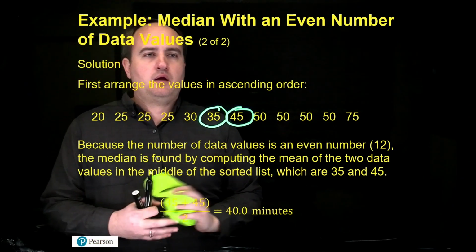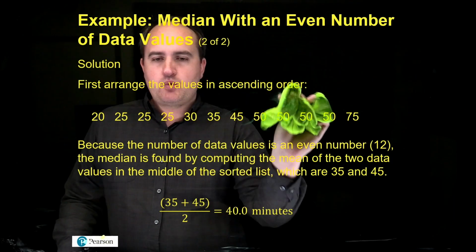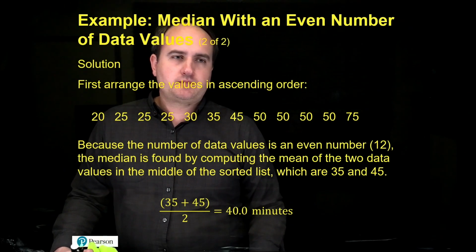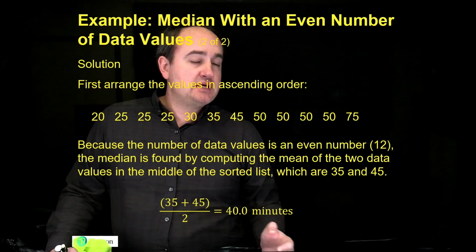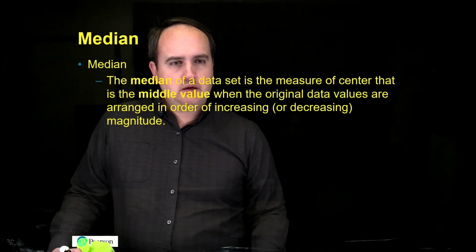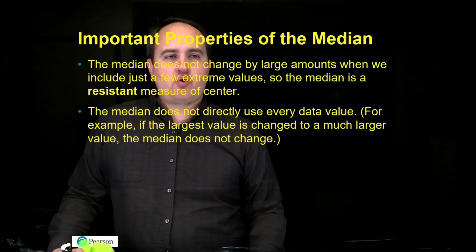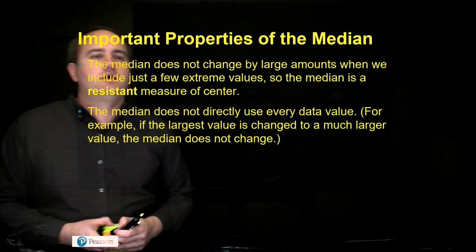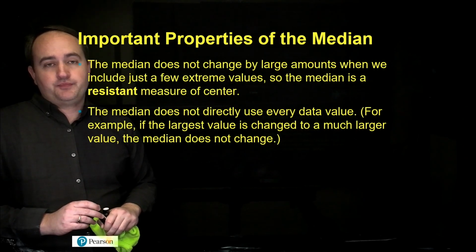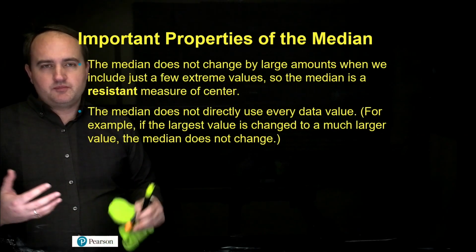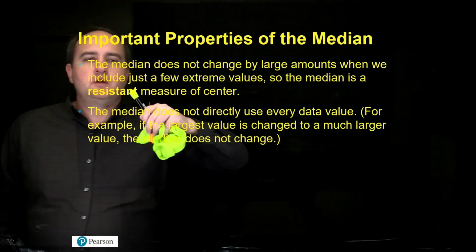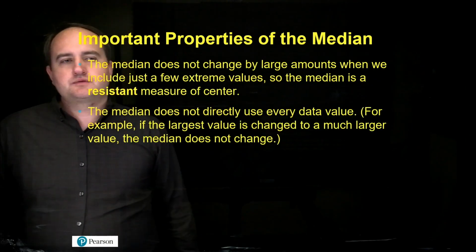Cool. Okay, so that is the median. Now, why do we care about the median? What's so great about it? Well, it has some qualities that the mean doesn't, which are useful. So let's talk about important properties of the median. Probably the most useful thing about the median that's actually better than the mean is that the median does not change by large amounts when we include just a few extreme values.